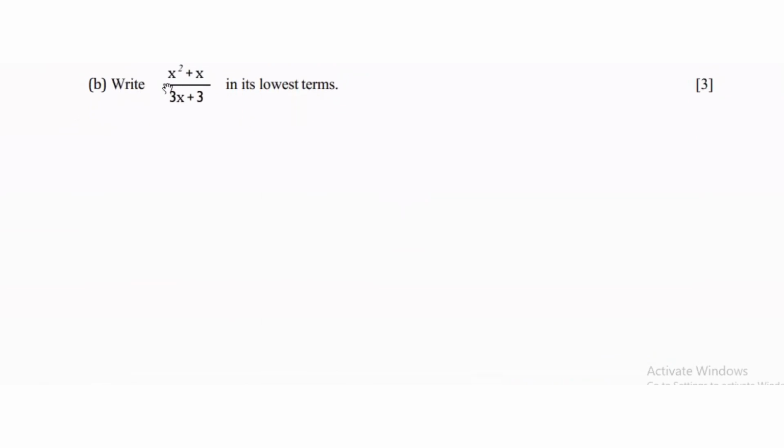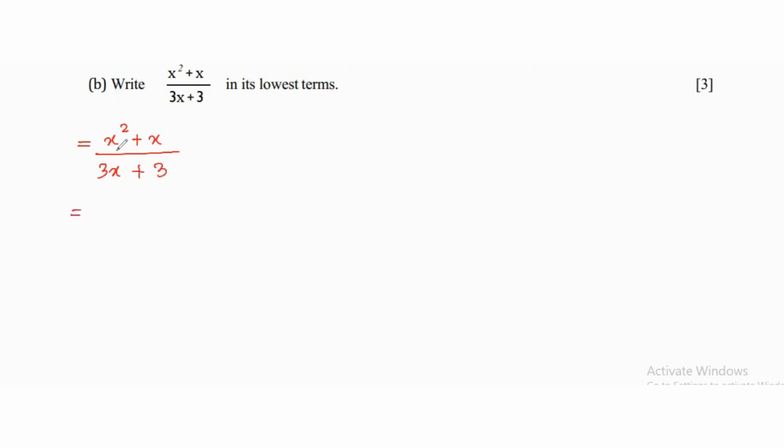Part B says write x squared plus x over 3x plus 3 in its lowest terms. What we're going to do is first identify whether there's anything common in the numerator and denominator. This is basically linked to factorization, which we've done previously. So, x squared plus x over 3x plus 3.